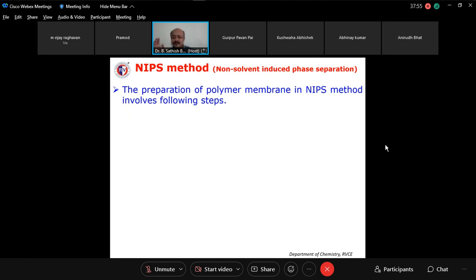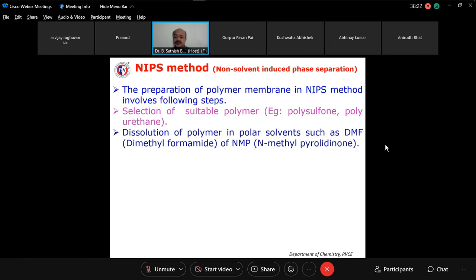It is a very simple method. The first step is to identify a suitable polymer. As I showed in the structures, the commonly used polymers in the manufacture of polymeric membranes are polysulfone and polyurethane. These polymers are dissolved in one organic solvent. Usually these polymers are highly polar in nature and they are not soluble in non-polar solvents.